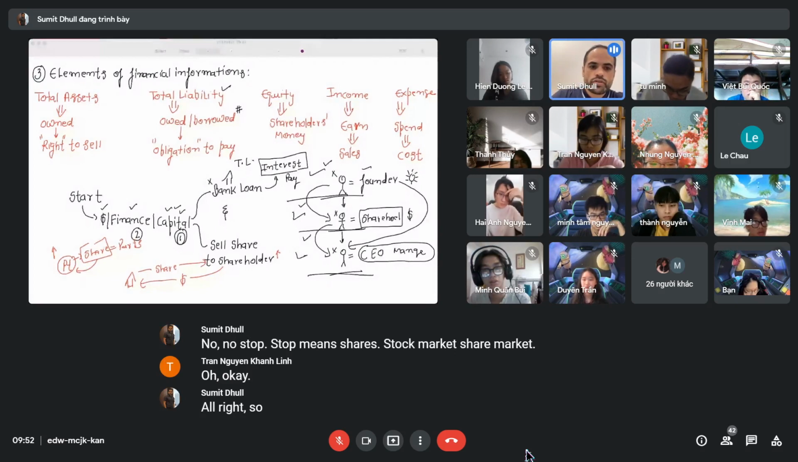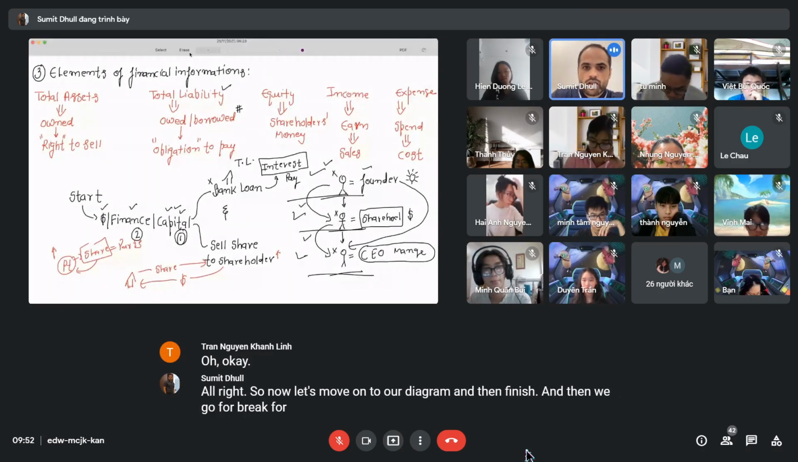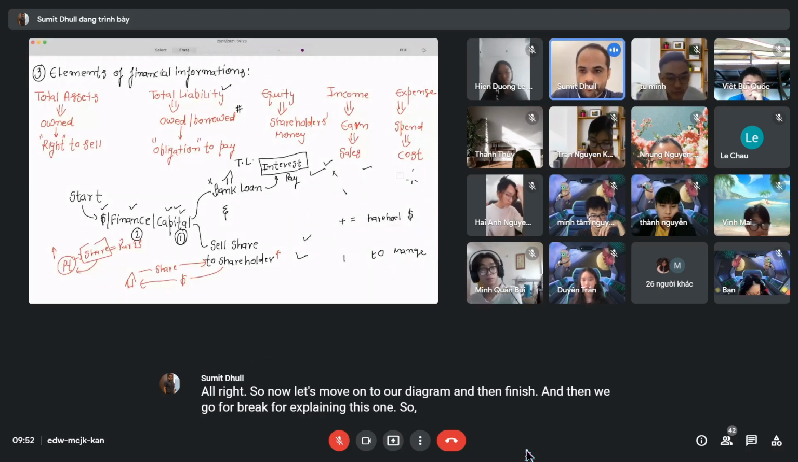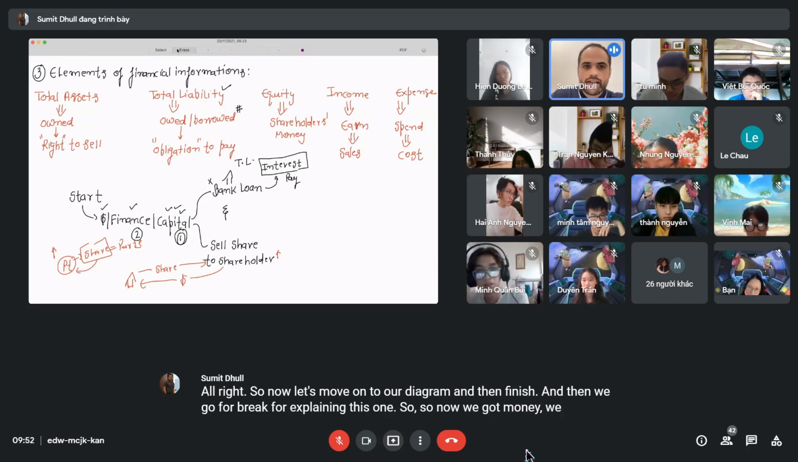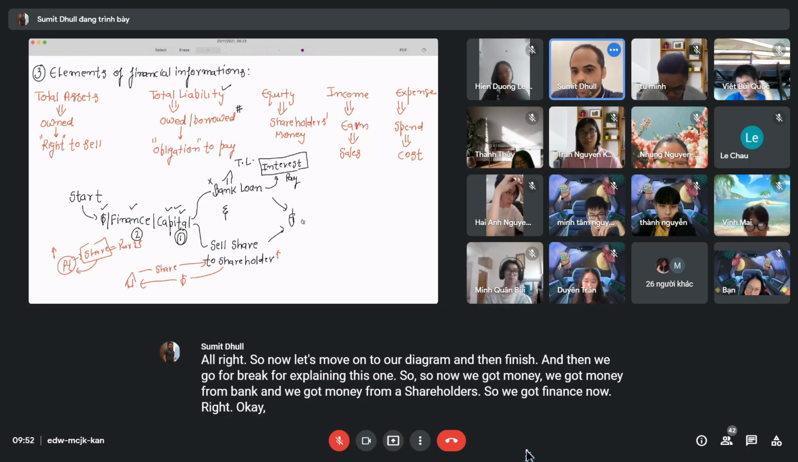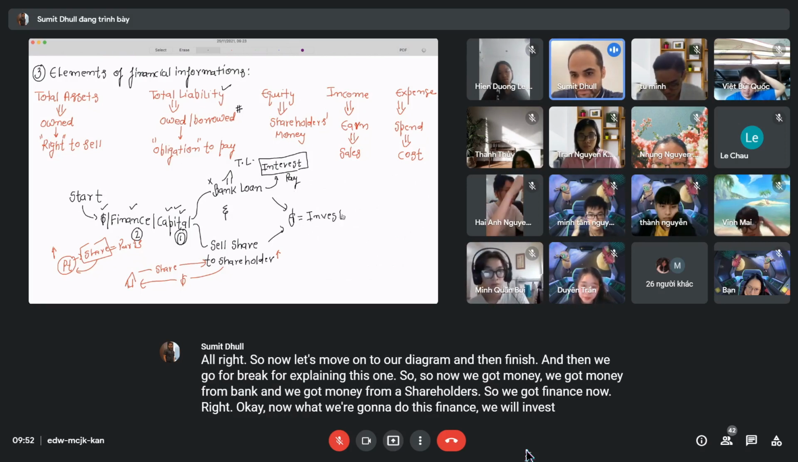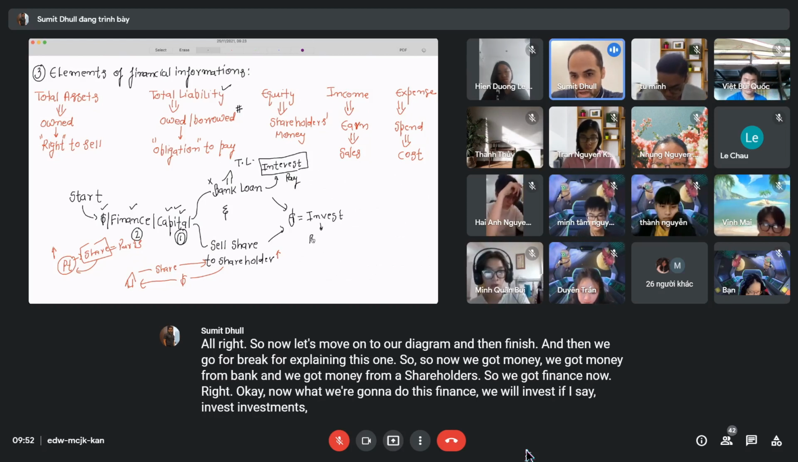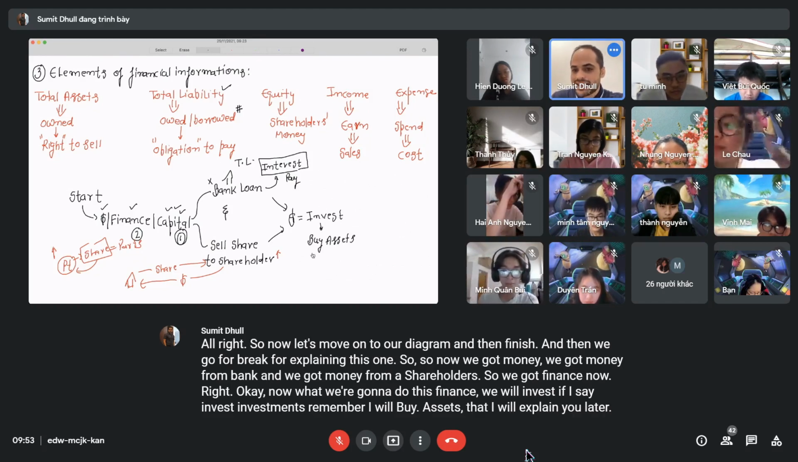All right, so now let's move on to our diagram and then finish, and then we go for a break after explaining this one. So now we got money. We got money from the bank and we got money from a shareholder. So we got finance now, right? Okay. Now what we're going to do with this finance, we will invest. If I say invest, it means, remember, I will buy assets. That I will explain to you later. Buy assets, I need assets.